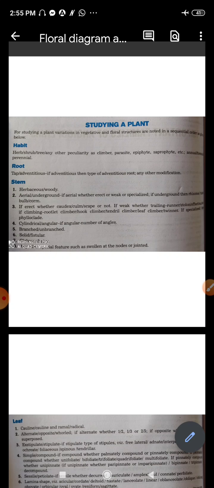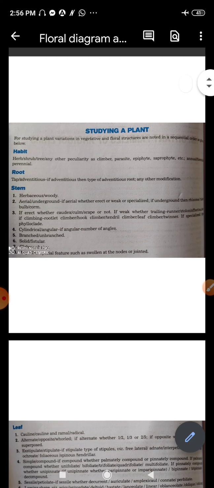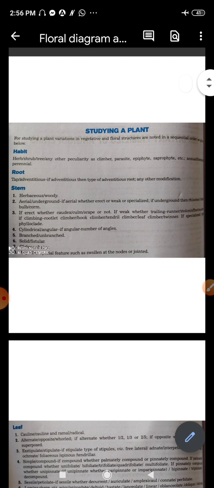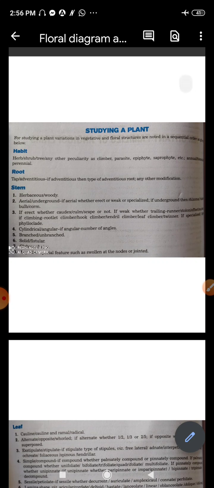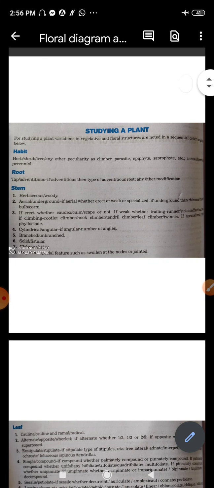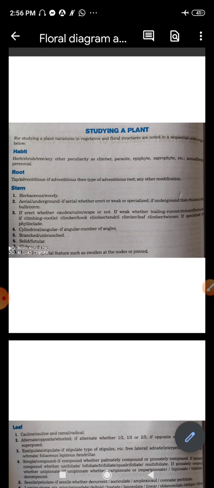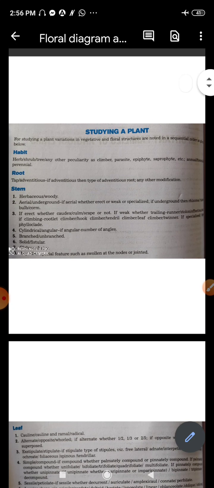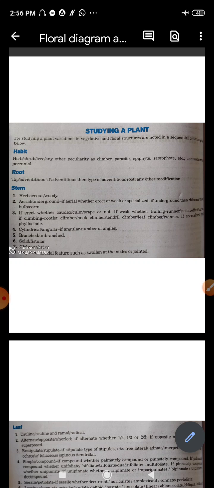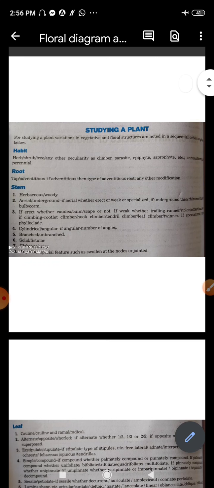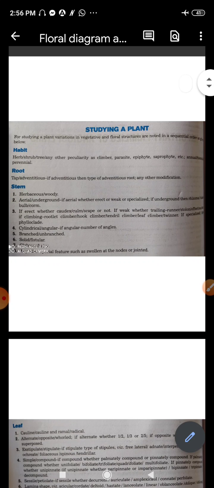by using certain symbols. While studying a plant, we keep a few things in mind. For example, we keep in mind the habit of the plant, that is, what is the nature of a plant, right? So while we describe a plant, we need to start with the nature of the plant. So how can we describe the nature of the plant?